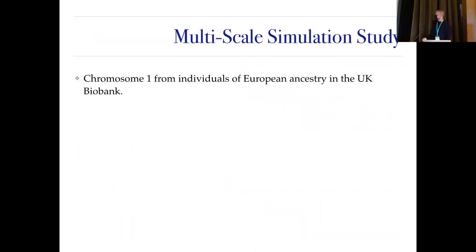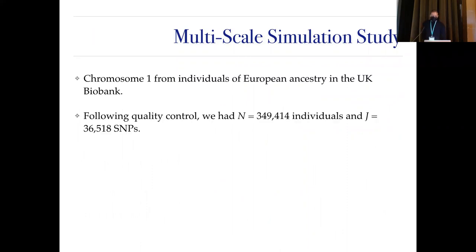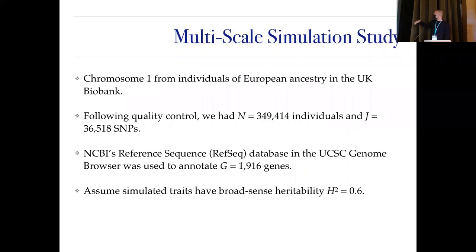So just really quickly to show you how this works in practice, here I'm going to take chromosome 1 from individuals of self-identified European ancestry in UK Biobank. We're going to have 394,000 individuals on that chromosome. We have about 36,000 SNPs after doing quality control, and 1,900 genes.